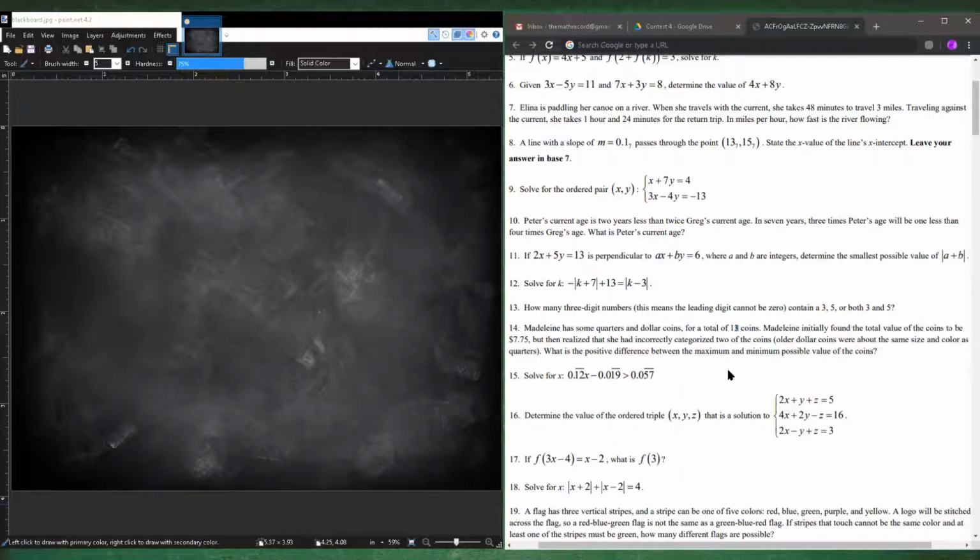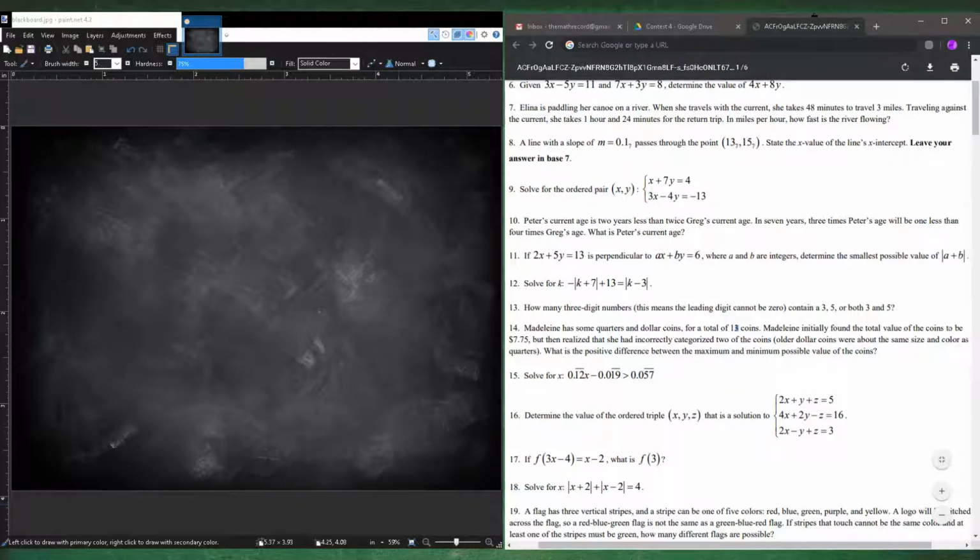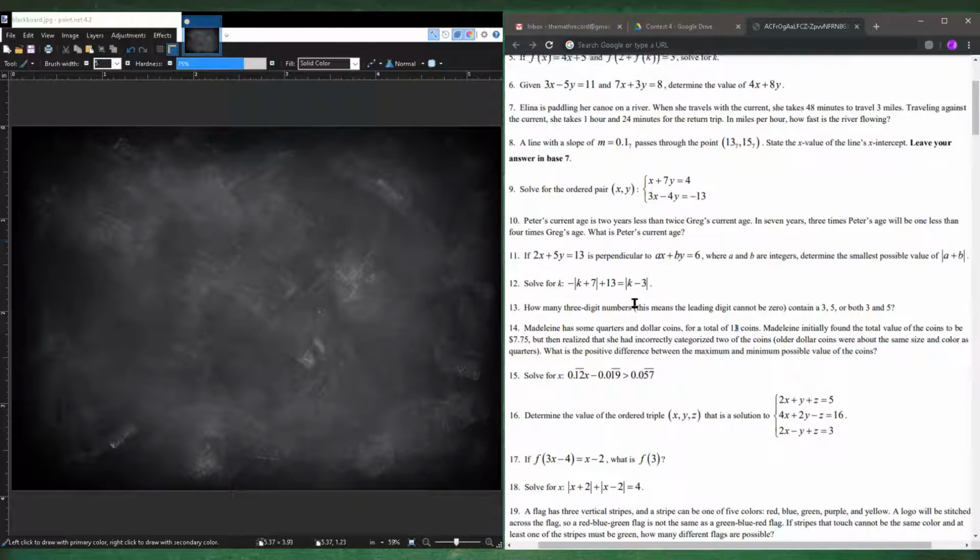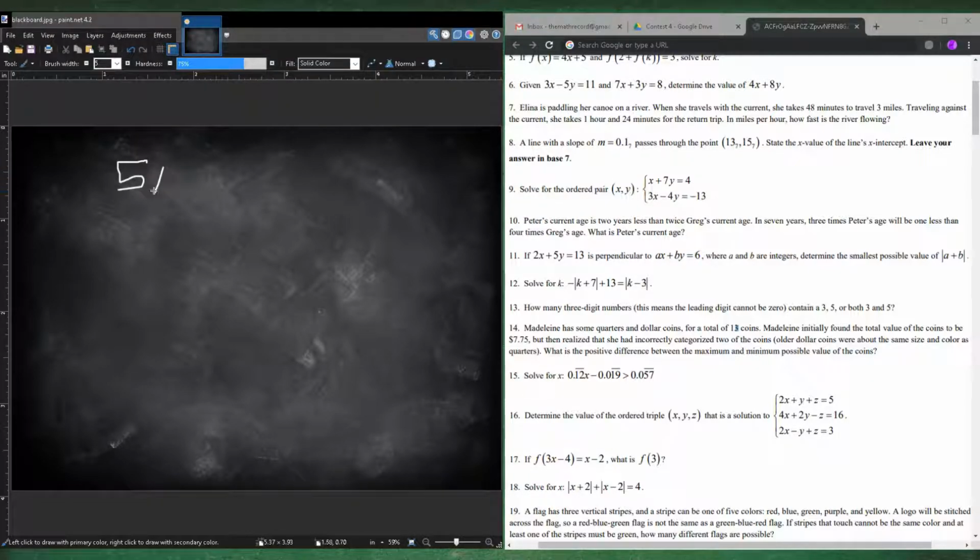Number 11. If 2x plus 5y is equal to 13 is perpendicular to ax plus by is equal to 6, where a and b are integers, describe the smallest possible value of a and b. So a neat trick to get a perpendicular line is that whatever the two numbers are in front of the original equation, you're going to switch them, and then you're going to negate the one in front of the y. So now instead of 2x plus 5y, it's going to be 5x minus 2y.